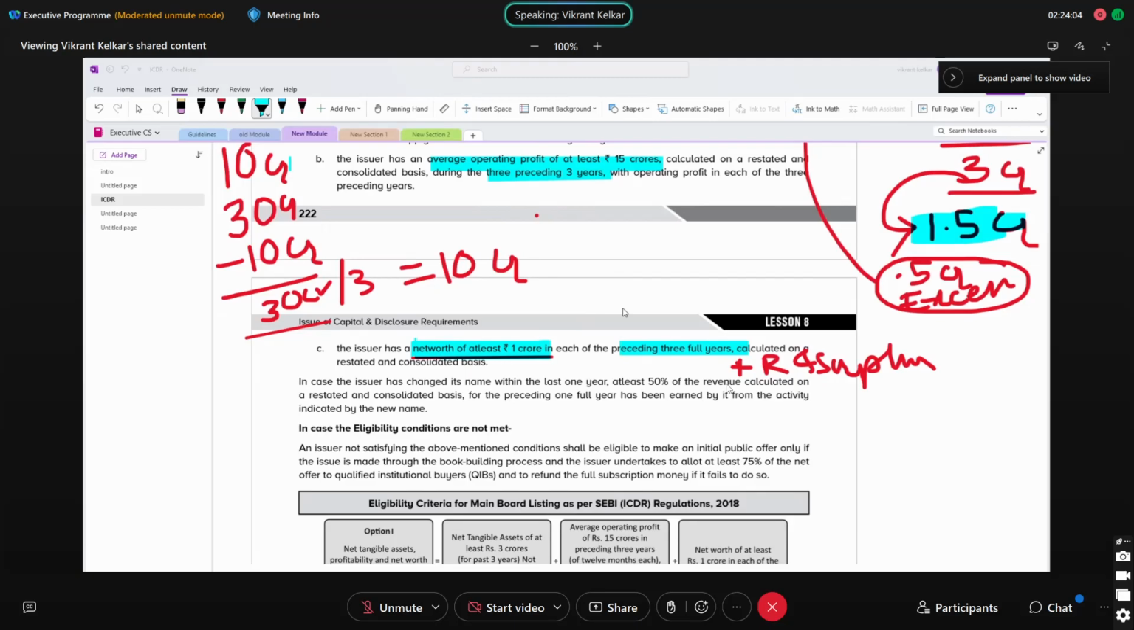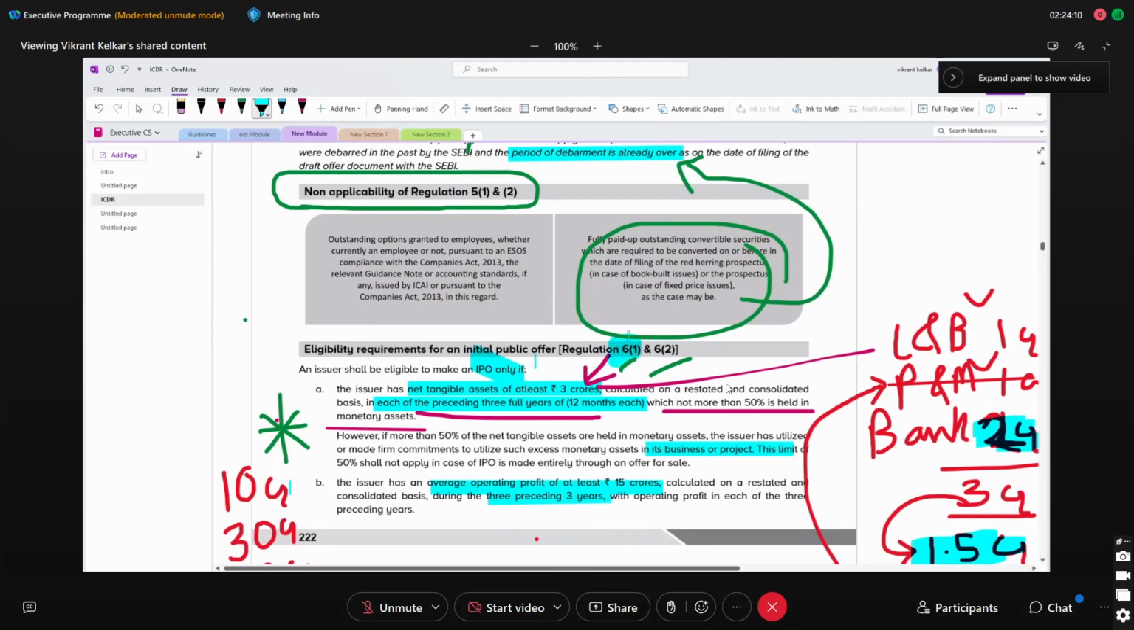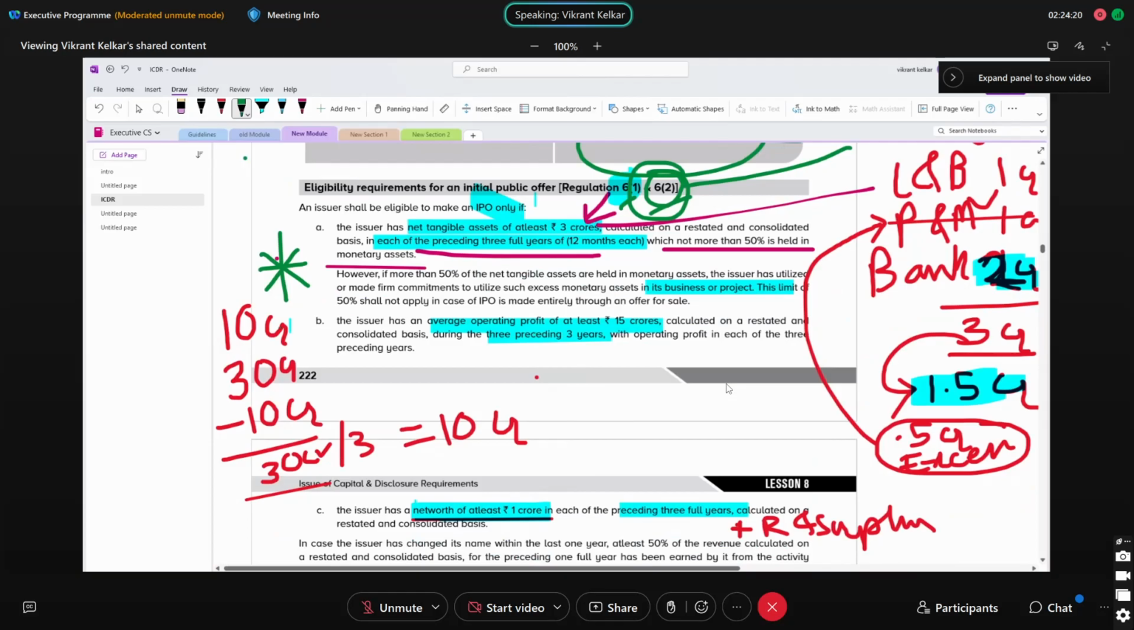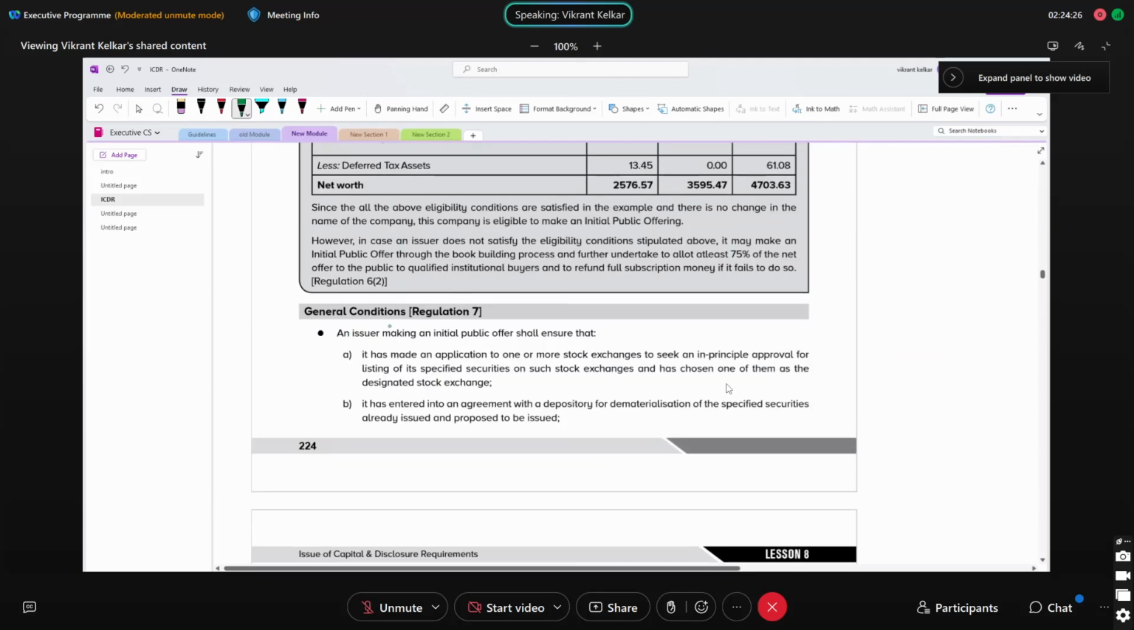So if you are a new company and you are not able to complete these 6(1) kind of regulation and conditions, SEBI has a separate set of regulation called 6(2). There is one more regulation, 6(2). It says that if you are not able to complete A, B and C or either of the conditions, check out, you can directly issue the securities, however, in case the issuer does not satisfy the eligibility conditions stipulated above, it may make an IPO through book building process and undertake to allot at least 75% of the net offer to qualified institutional buyers.